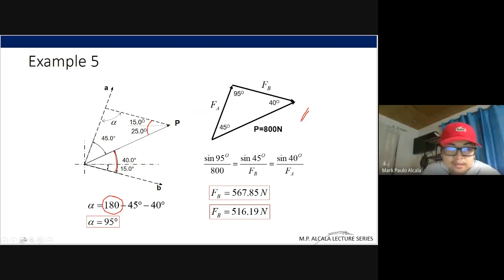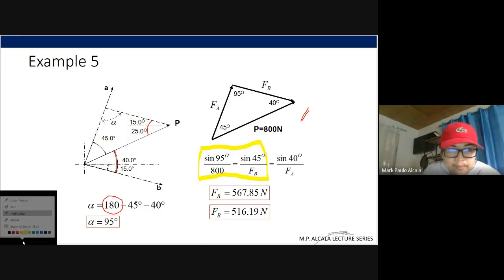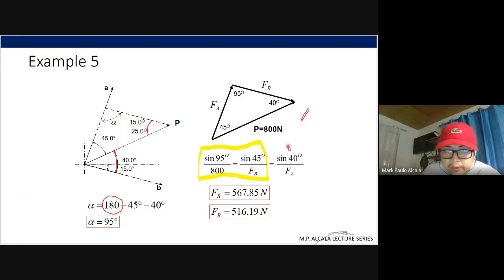So, treat this as the first equation. Now again, treat this as your first equation. One equation, one unknown. And then once you get B, you can simply solve for FA for this equation. Again, one equation, one unknown.